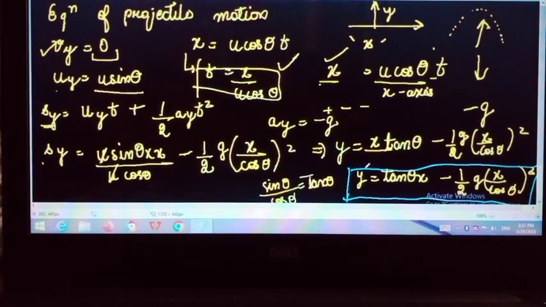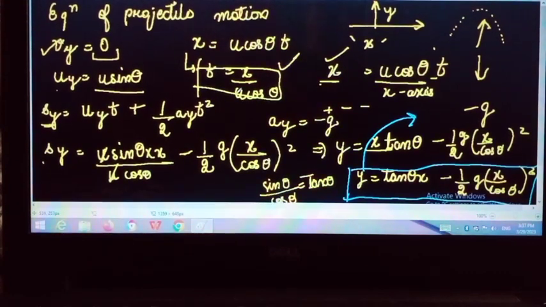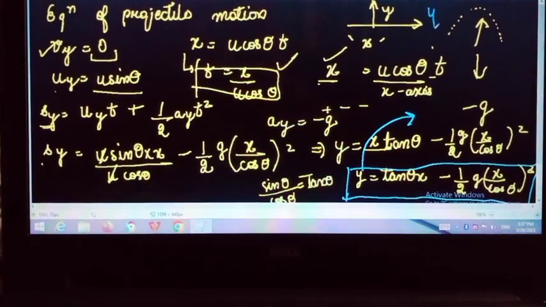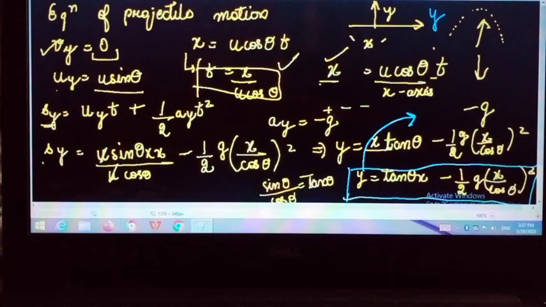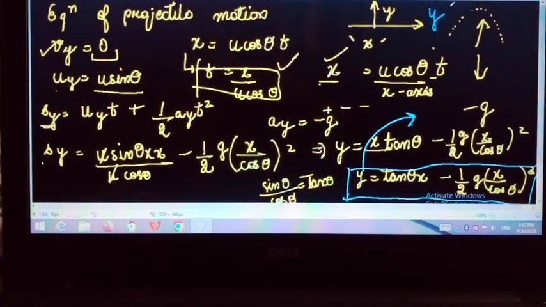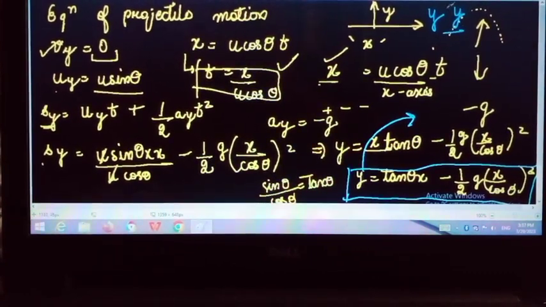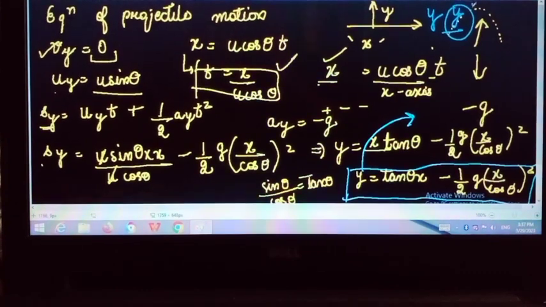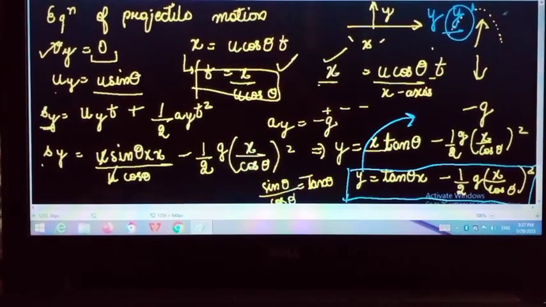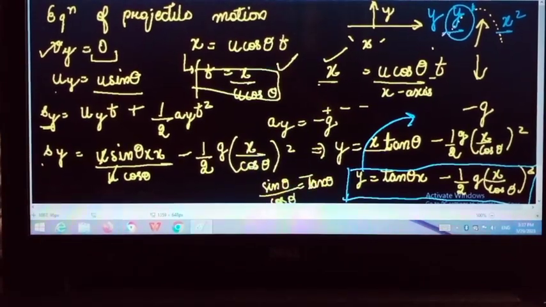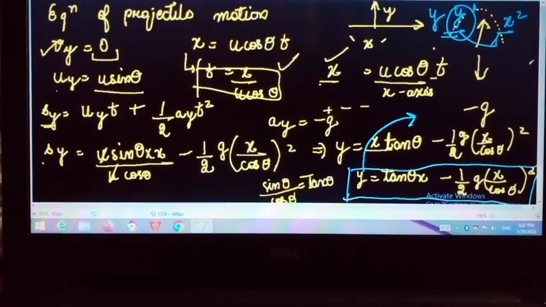Now, how can we infer that the projectile motion is exhibiting a parabolic trajectory? Here we can see that y depends on the factor of x, and on x squared, with cos theta squared. If we have an equation where one variable is of degree 1 and the other variable is of degree 2, we can say that the path defined by the object is parabolic.